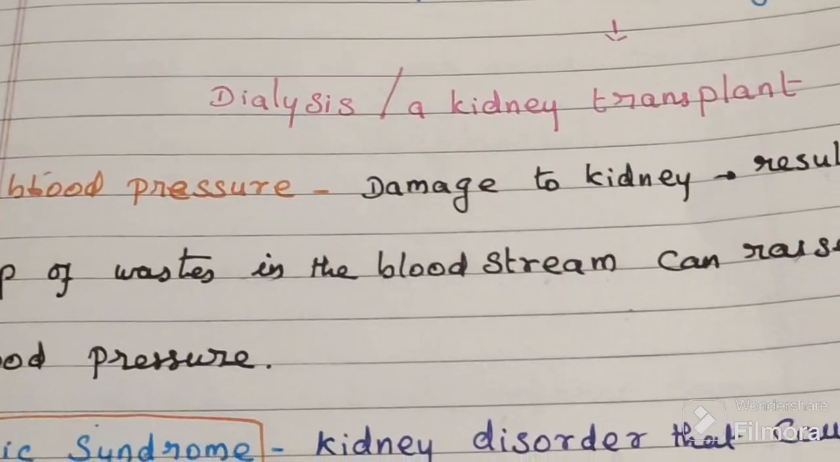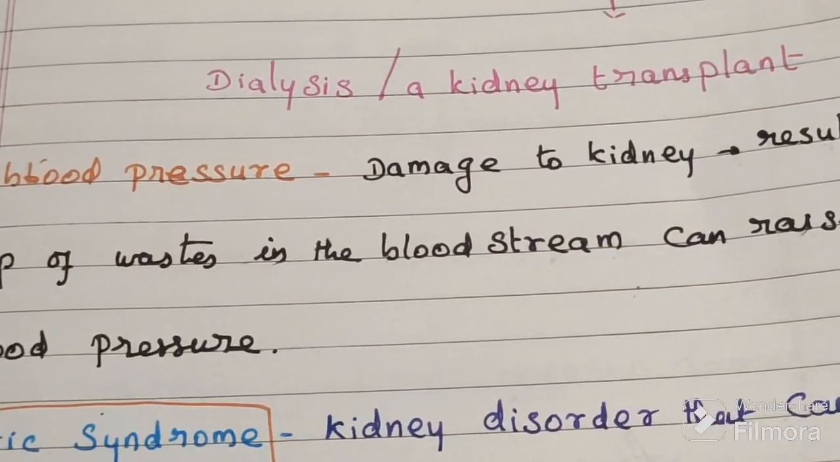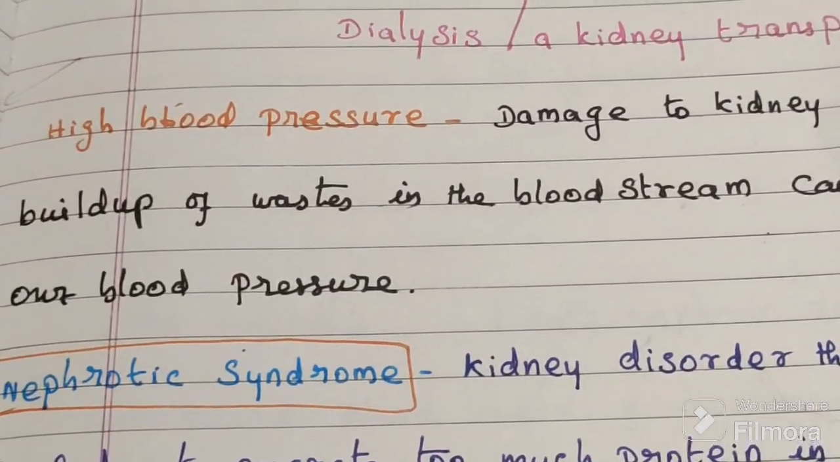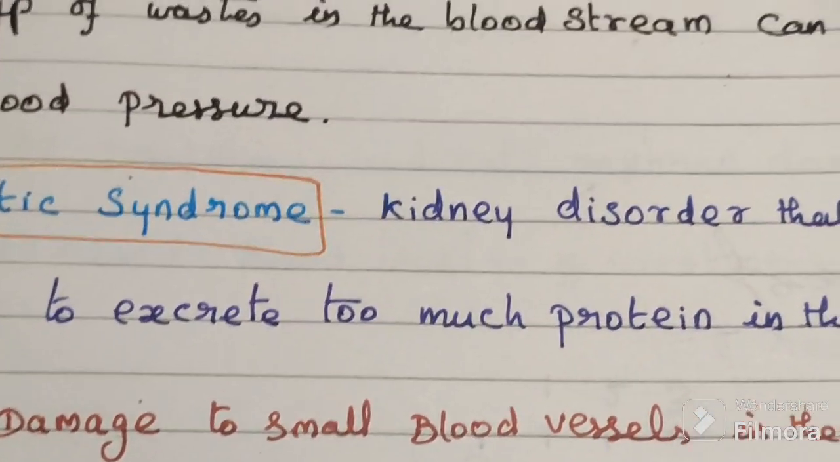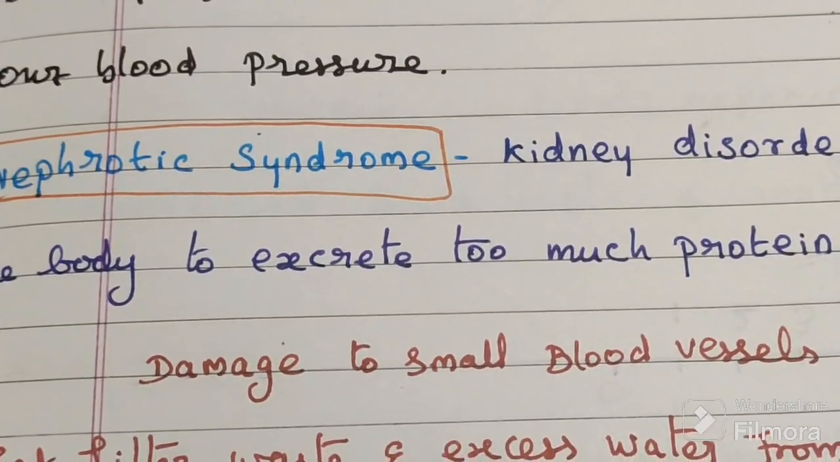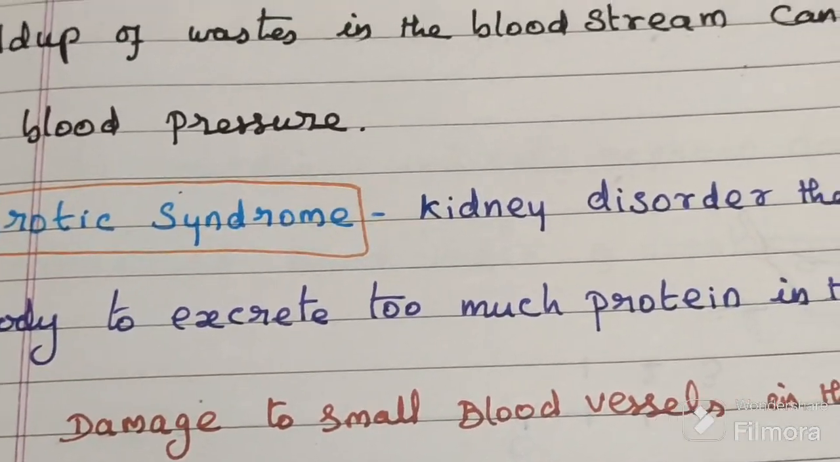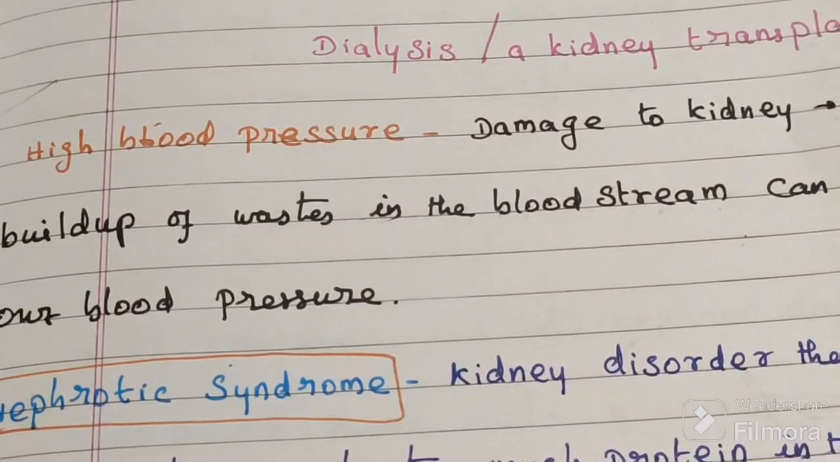Then high blood pressure: damage to the kidney, resulting in buildup of waste in the bloodstream, can raise our blood pressure.